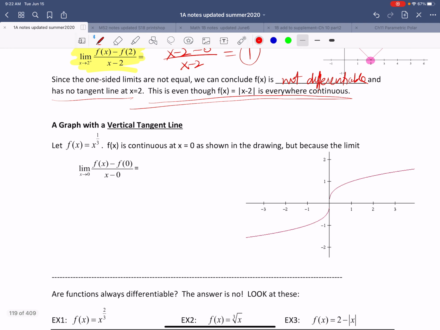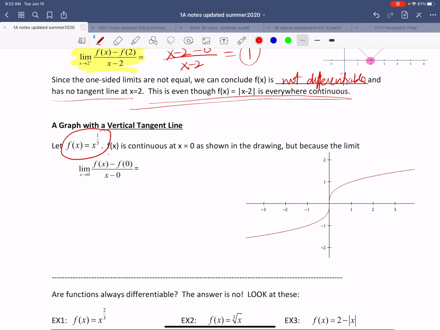Let's look at a graph with a vertical tangent: f of x equals x to the power 1/3. This function is continuous at x equals 0 because there are no holes, no gaps, no jumps. But let's go ahead and evaluate the limit as we are approaching 0. So x to the power 1/3 minus 0 over x minus 0. That leaves me with limit x approaches 0 of x to the power 1/3 over x, and we are going to subtract the exponents.